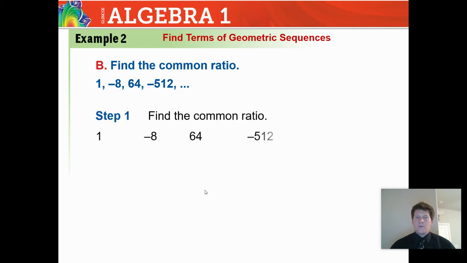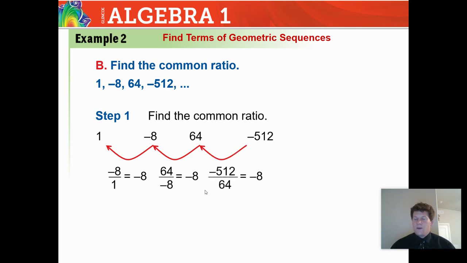So if I'm looking at this one, I have 1 to negative 8, which I can find by dividing the second term by the first term. So negative 8 divided by 1 gives me negative 8. I can find the next one by going 64 divided by negative 8. Also gives me negative 8. And then the last one, you could probably guess, but negative 512 divided by 64 gets me negative 8. Notice the negative 8s. That's my common ratio. That's the end to this problem.